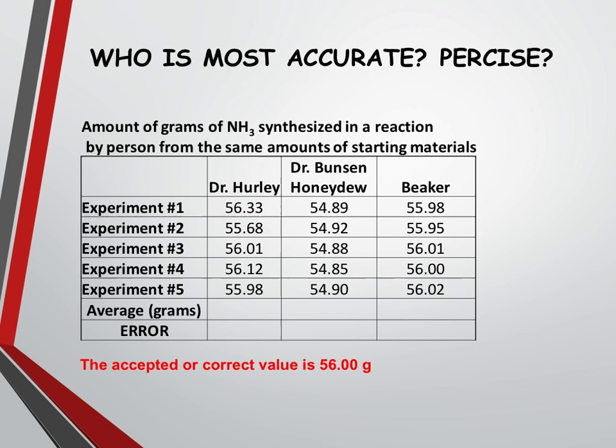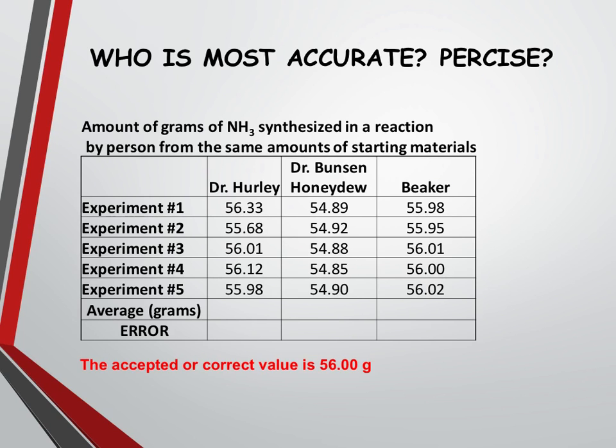So Dr. Bunsen Honeydew, Dr. Hurley, and Dr. Beaker all ran 5 sets of experiments individually to synthesize ammonia gas, right here. So we're making ammonia and we're synthesizing it in a reaction. We've done 15 different experiments. Each person did 5 experiments, and we want to find out who's the better scientist, or who's the most accurate.